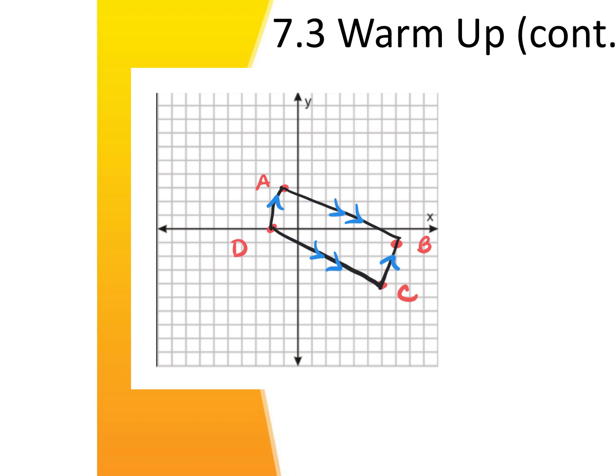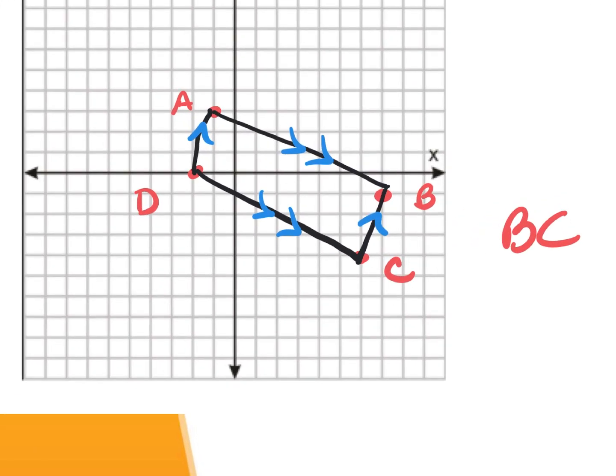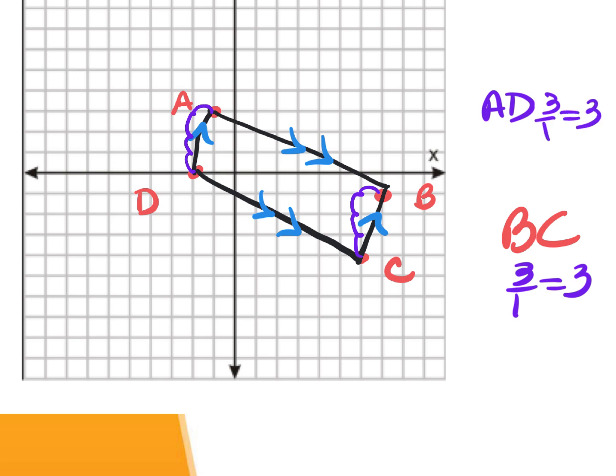So my slope of BC, if I count the rise and the run, it's rising 1, 2, 3, and it's running 1. So the slope here for BC is 3. If I do the same thing for AD, count the rise and the run, 1, 2, 3, and then it runs 1. So far, I do have one set of parallel sides. I need to confirm the other set.